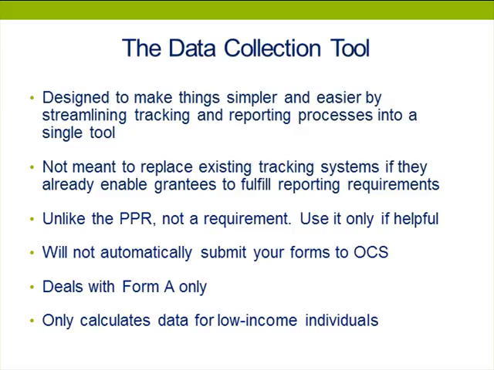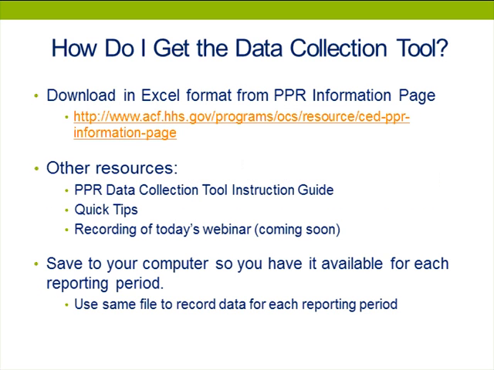So also, like we've mentioned, this data collection tool only deals with Form A. You'll still need to fill out Forms B and E inside OLDC. But again, we will go over entering your data into the PPR in OLDC closer to April when you'll be reporting for the first time. The data collection tool only calculates data for low-income individuals. So I mentioned that earlier. And there's only one indicator in the PPR that asks for information on non-low-income individuals, but the entire data collection tool just calculates the information on low-income individuals.